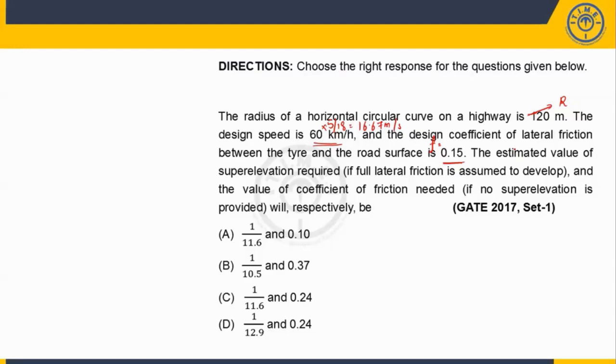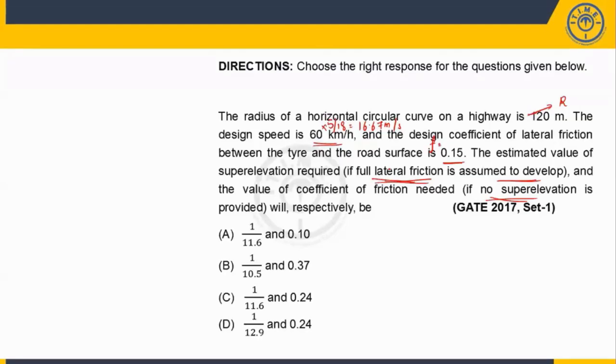Till now, what we discussed is rolling friction. The estimated value of super elevation required if full lateral friction is to be developed, and the value of coefficient of friction if no super elevation is provided. Both things we need to carry out. Full friction here means f equal to 0.15, not 1.